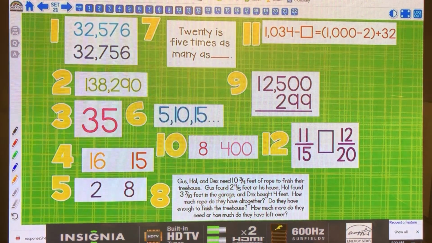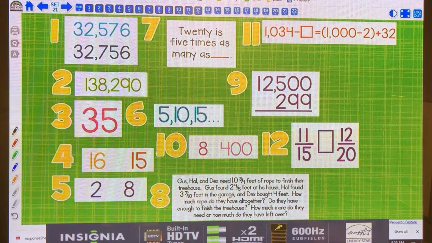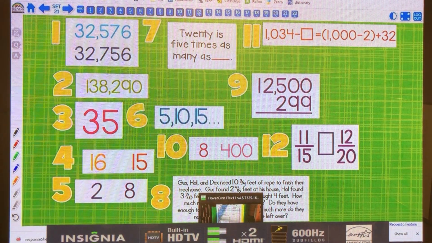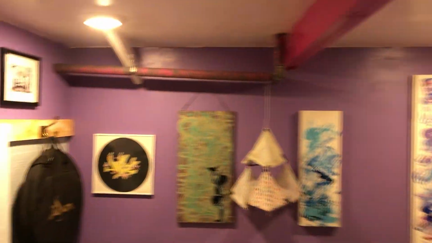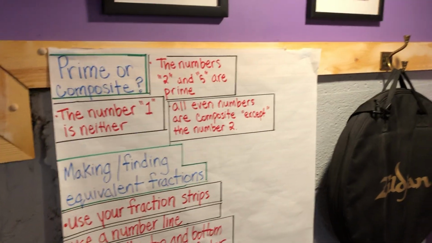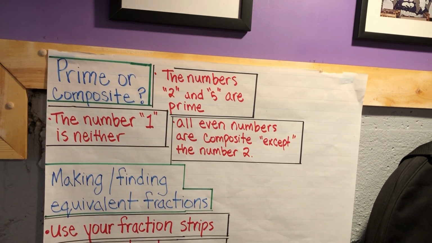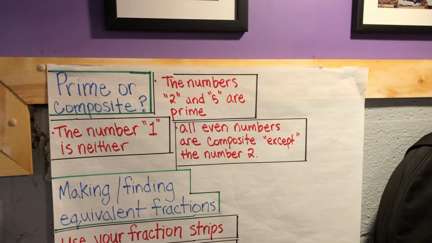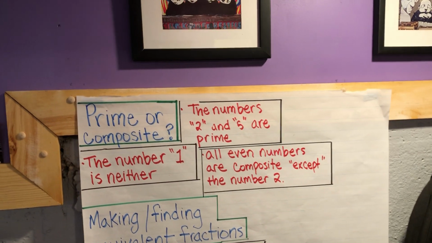Number 3 is 35. Okay. Is this number prime or composite? Well, I'm going to bring you over here right quick. And we have this poster here, prime or composite. You know, in red are some of our hints. The number 1 is neither. The numbers 2 and 5 are prime. And all even numbers are composite except the number 2.